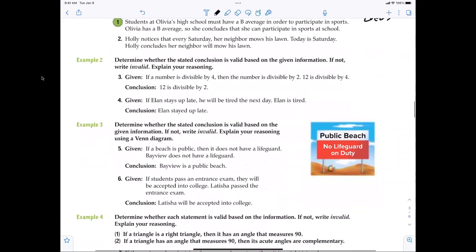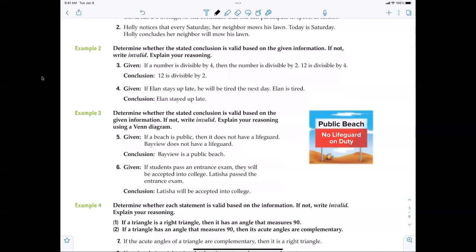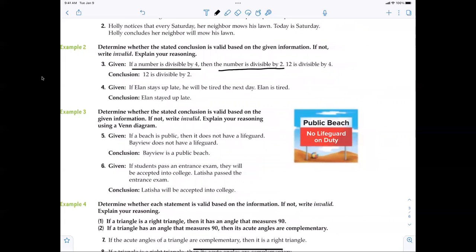All right, let's look at number 3. Determine whether the stated conclusion is valid based on the given information. If not, write invalid. If a number is divisible by 4, then the number is divisible by 2. So what are we saying there? If a number is divisible by 4, that's P. Then the number is divisible by 2, that's Q. 12 is divisible by 4, therefore Q. Is everybody okay with this?